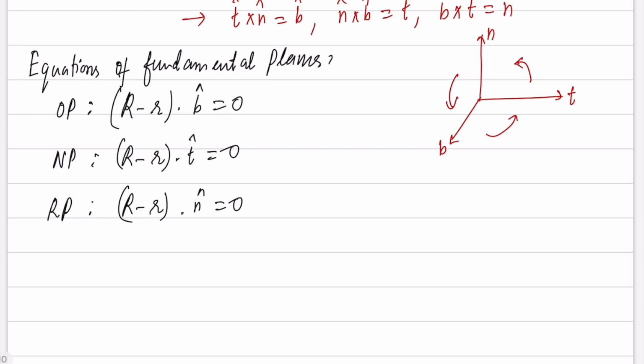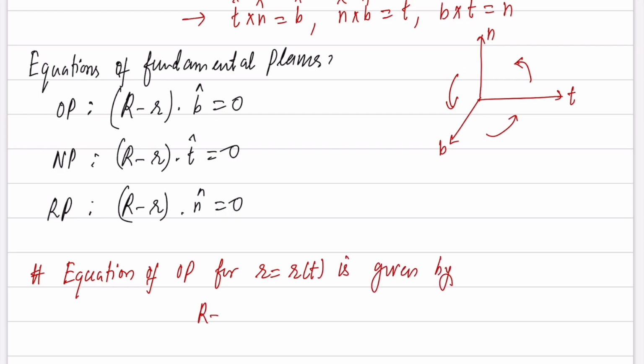We also have a very simple representation of the osculating plane. That's another result: the equation of the osculating plane can also be expressed in this way. For a curve r equal to r of t, the equation of the osculating plane is given by the triple product of R minus r, r dot, r double dot, equal to 0, and this represents the scalar triple product.